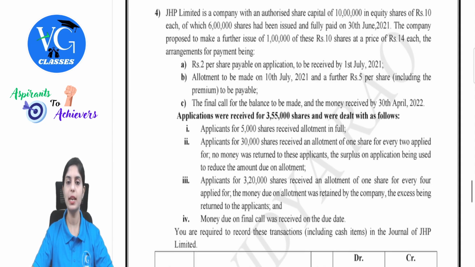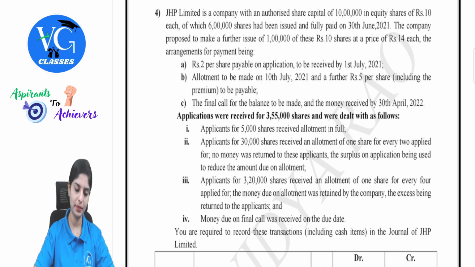Now, the next question is very important because this gives us a good conceptual hold on the pro rata concept. This is also important from the exam point of view. This is your study material question. Let's practice it with proper focus, guys. JHP Limited is a company with an authorized capital of 10 lakh equity shares of 10 each.